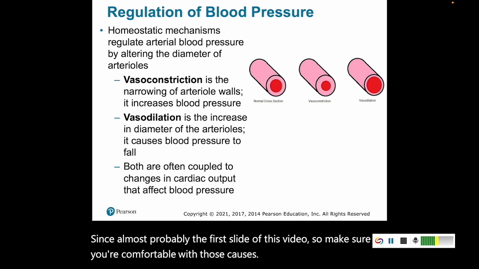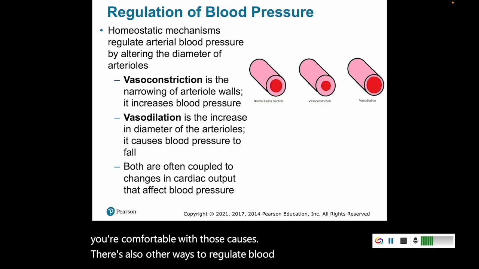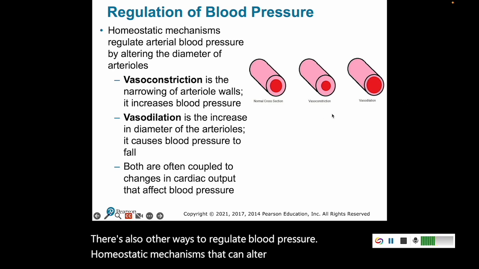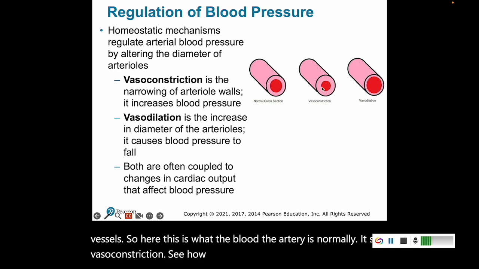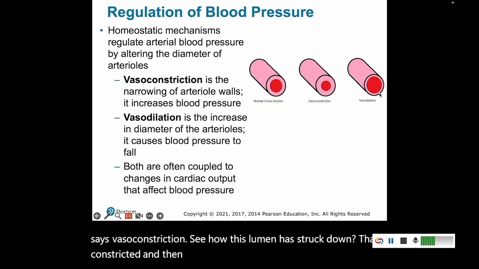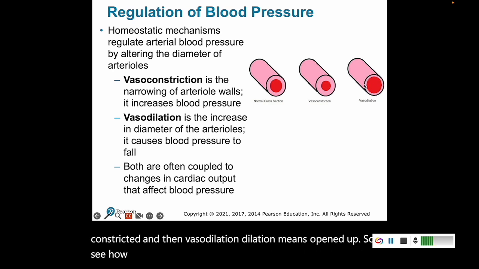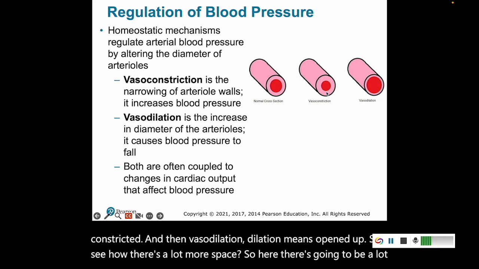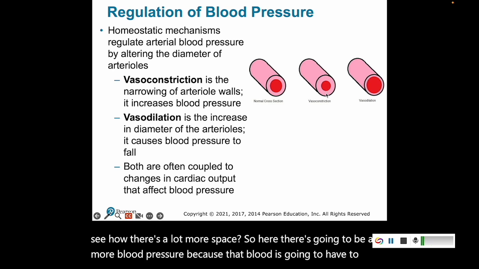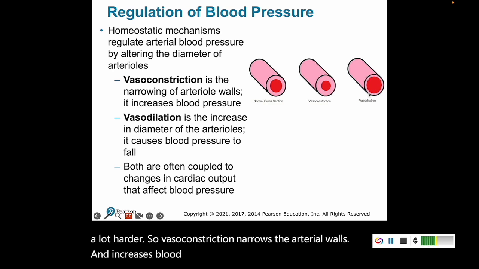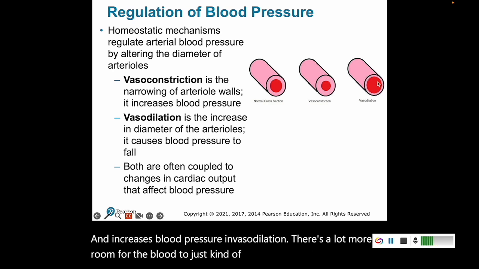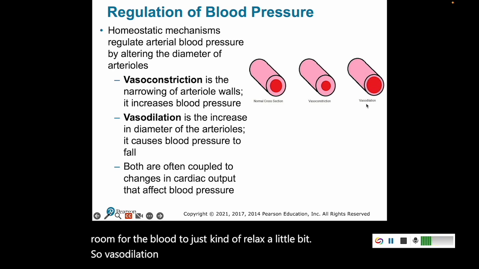There's also other ways to regulate blood pressure, homeostatic mechanisms that can alter the diameter of the vessels. So here, this is what the artery is normally. It says vasoconstriction. See how this lumen has shrunk down? That's constricted. And then vasodilation. Dilation means opened up. So see how there's a lot more space? So here, there's going to be a lot more blood pressure because that blood is going to have to move a lot harder. So vasoconstriction narrows the arterial walls and increases blood pressure. In vasodilation, there's a lot more room for the blood to just kind of relax a little bit. So vasodilation increases the vessel diameter, but causes blood pressure to fall.